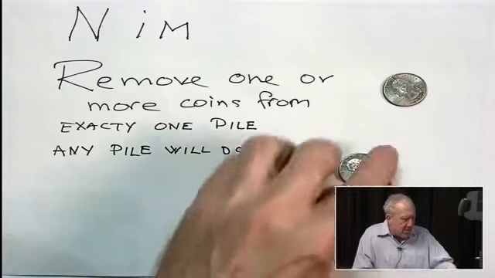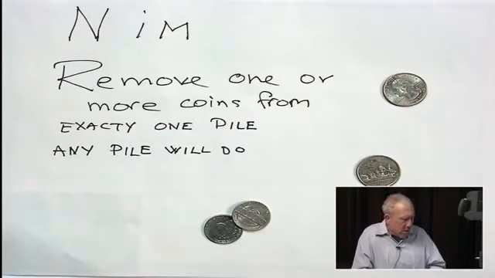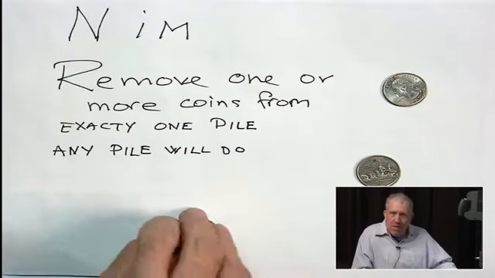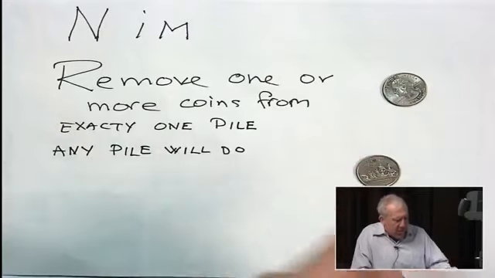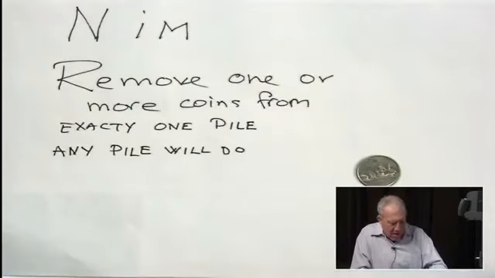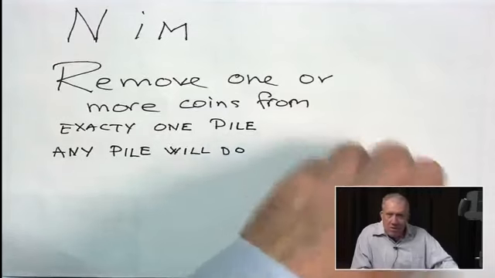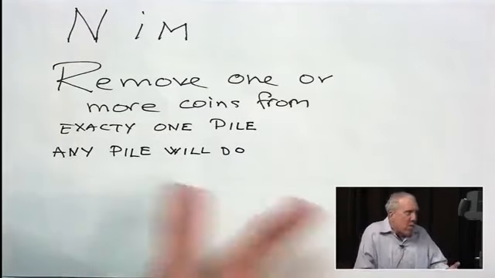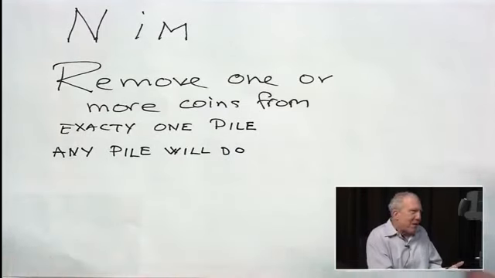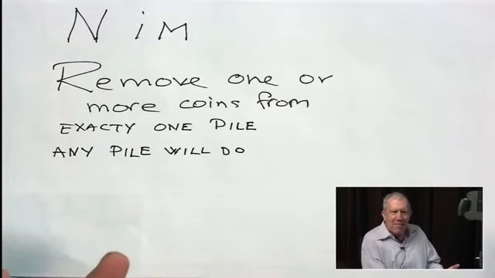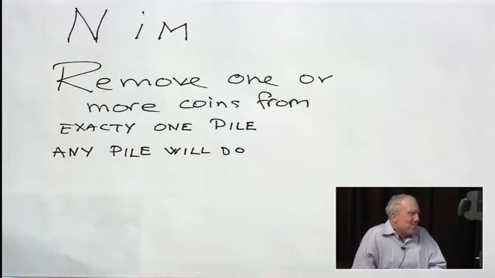So in this case, the first player could remove one of these quarters. The second player might remove both of these nickels. The first player might remove this quarter over here. The second player might remove these 2. And now the first player has no moves because there's no money left on the table. And when there's no money left on the table, you lose.